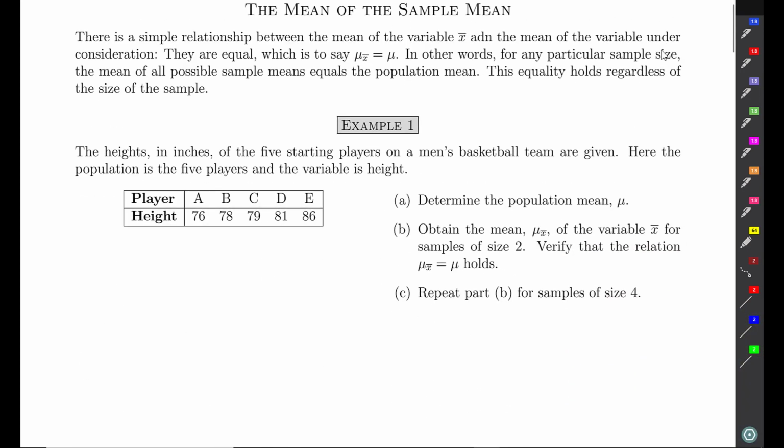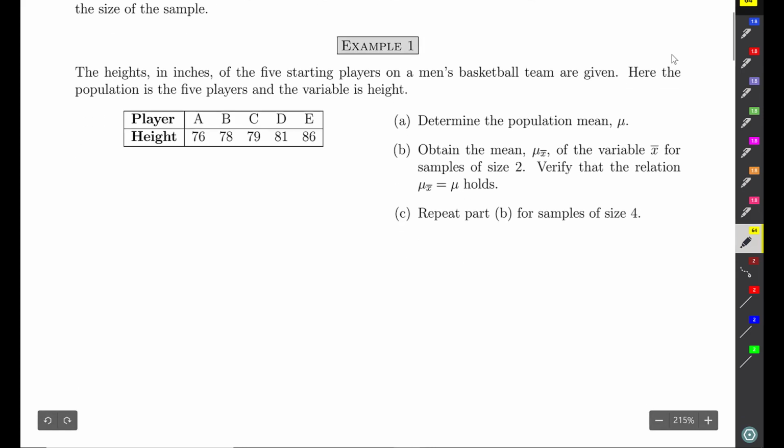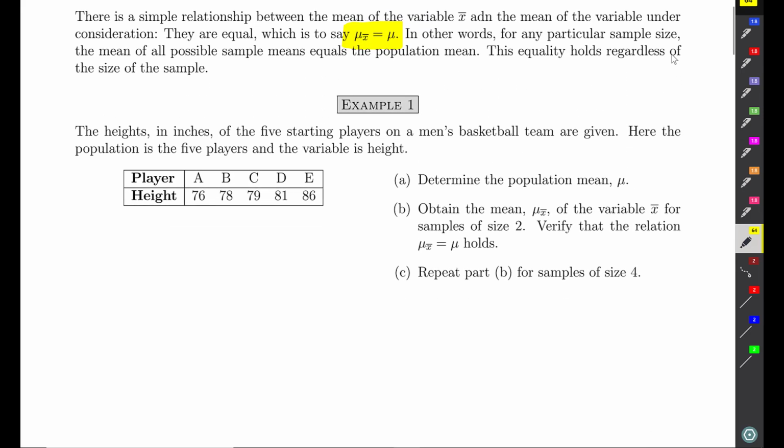With the first example, let me highlight this so you can see that what I just said was that the sample mean, mu sub x bar, is equal to the population mean, which is just mu. So we're going to refer back to our basketball players that we had on the last set of notes. They may even have appeared in the notes before that too. But we're talking about their heights. We want to determine the population mean. So fortunately, we've already done that in previous examples.